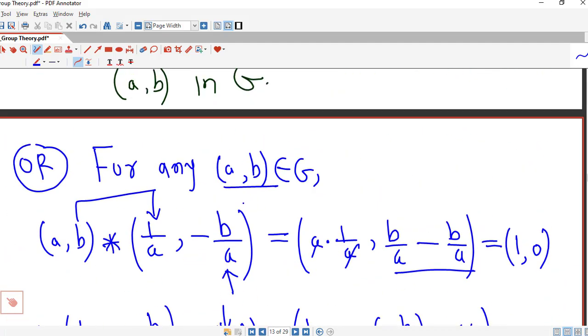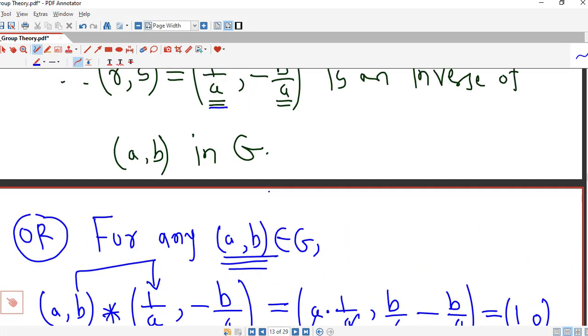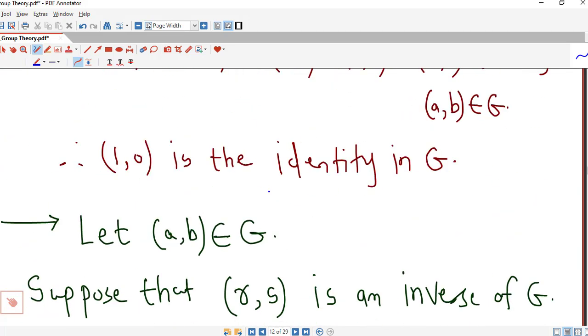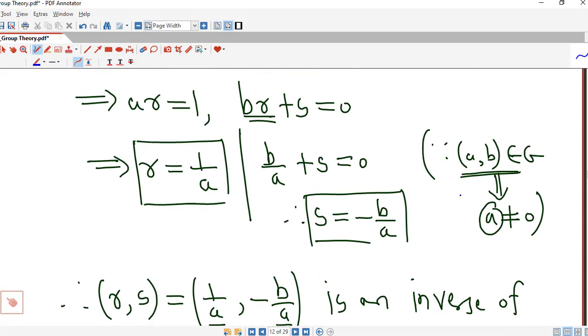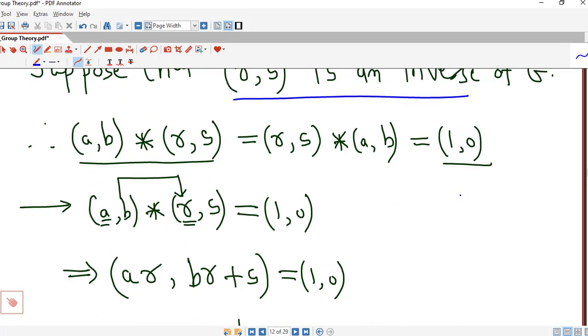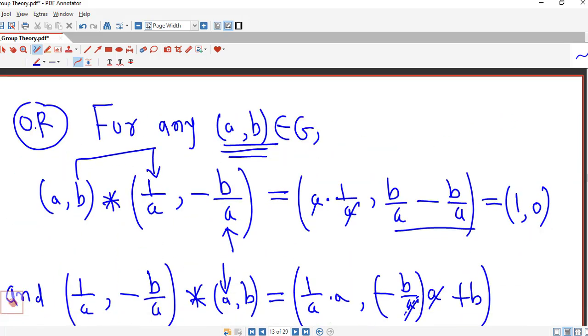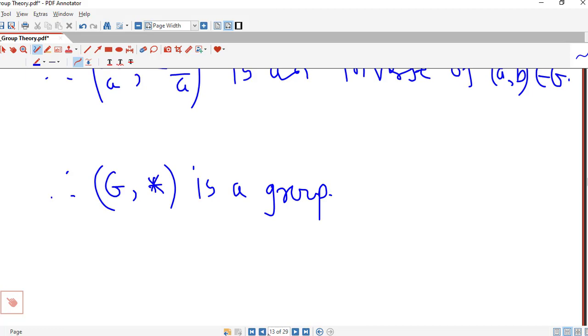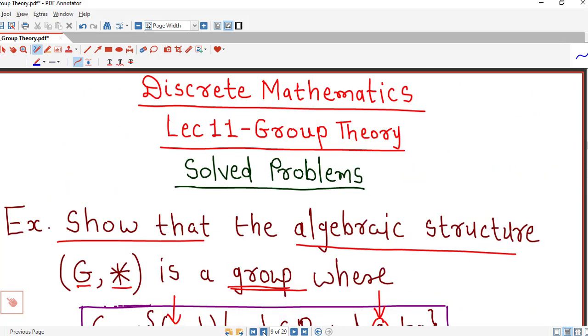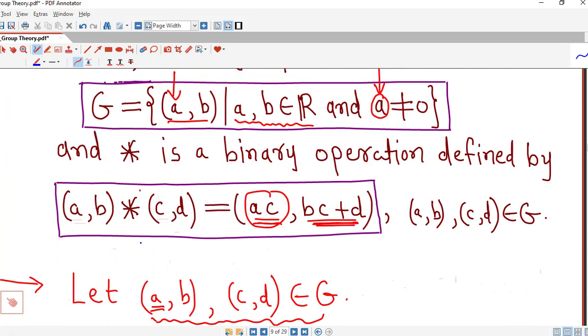So because this is an arbitrary element, every element of G has an inverse in G. So these are different ways of writing the same property. If you wish, you can write it this way, and if you are not comfortable, you carry out this procedure of finding the inverse, and then you can write it this way, which I have written here. So all the properties are satisfied for a group, therefore we can say that G with the given binary operation is a group. So this is a very easy problem. You just have to take care how your operation is defined.